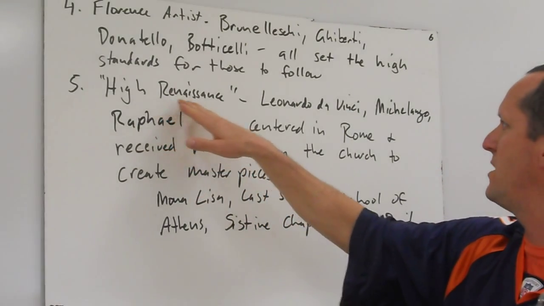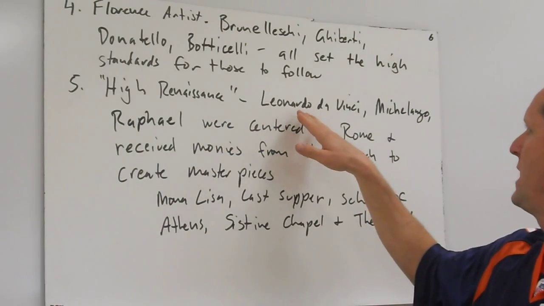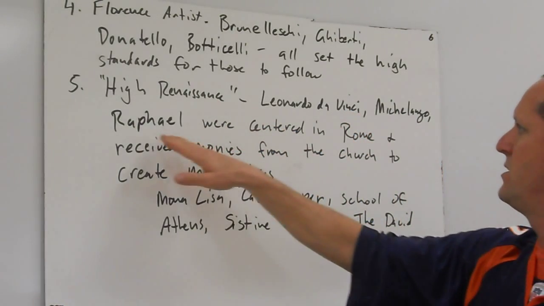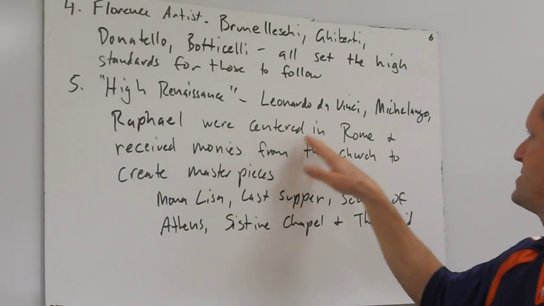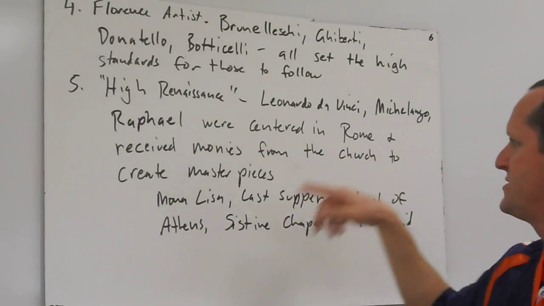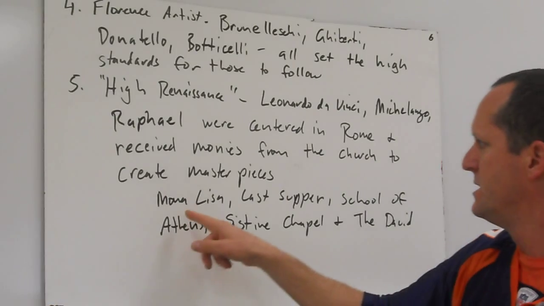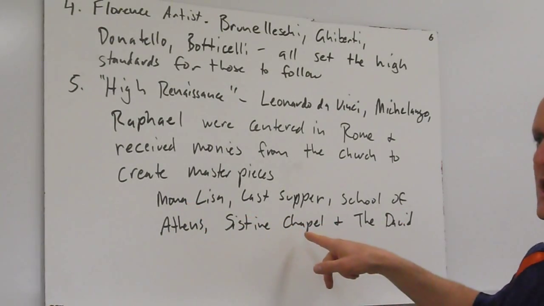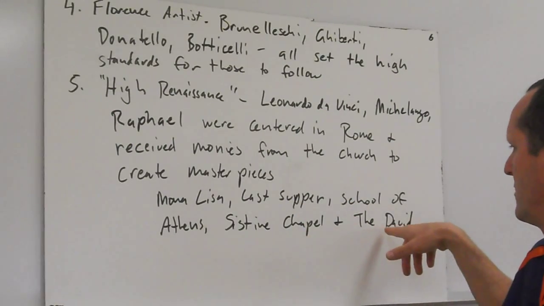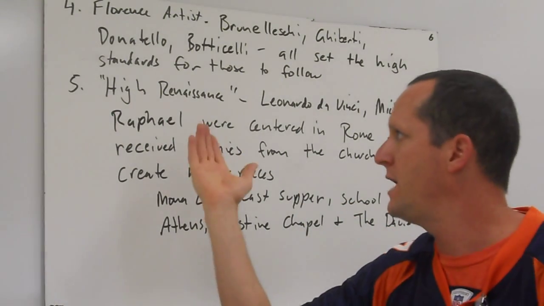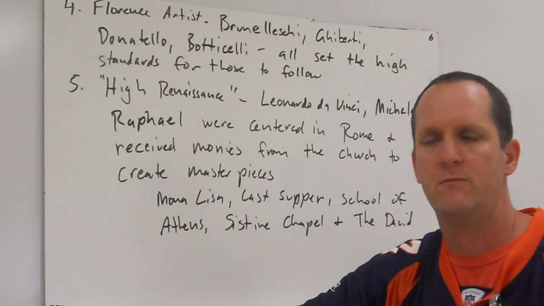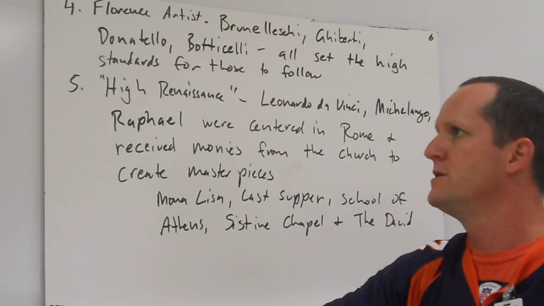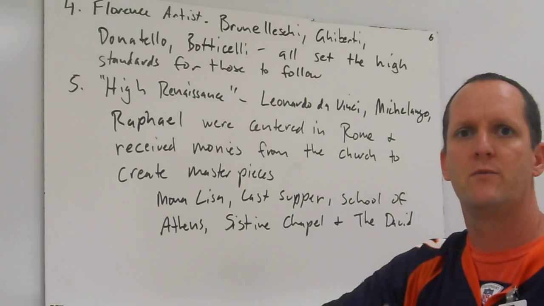During the High Renaissance, you had people like Leonardo da Vinci, Michelangelo, and Raphael centered in Rome, who received money from the church to create masterpieces. You've got the Mona Lisa, the Last Supper, the School of Athens, the Sistine Chapel, and the work of art, the David. They were all created in this time frame. So this is a little bit about the Renaissance.